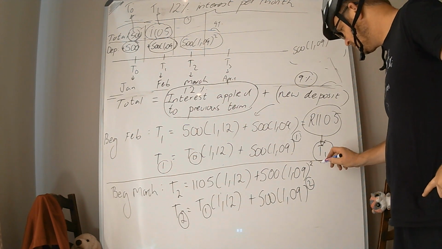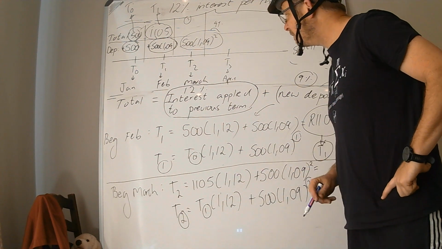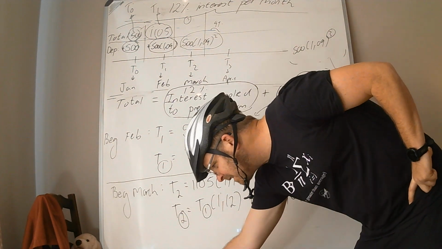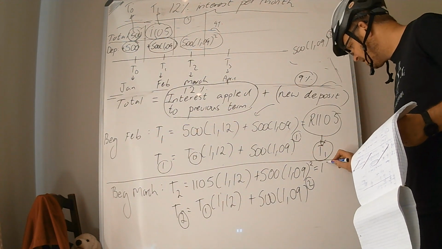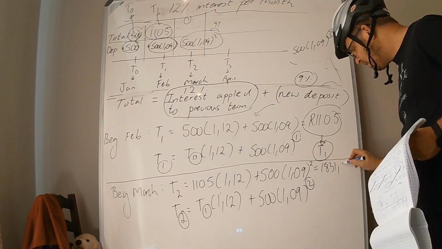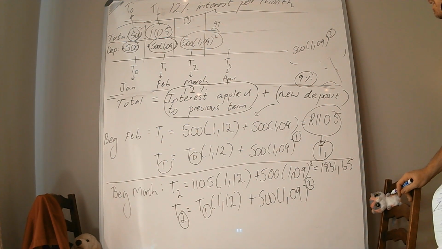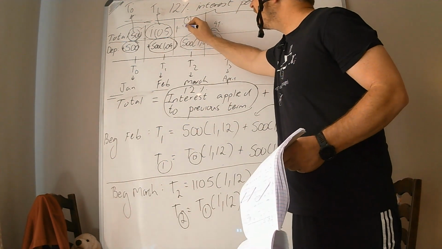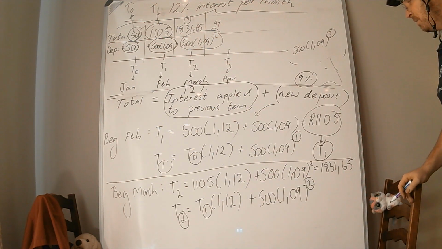Okay, so just do some calculator work and tell us how much you've got in the account at the beginning of March. And if you do that correctly, you should get 1831,65. 1831,65. Right? So that's how much is in the account at that point over there.